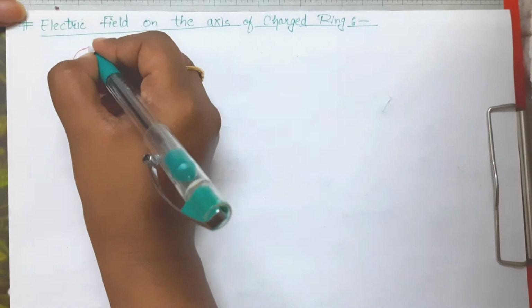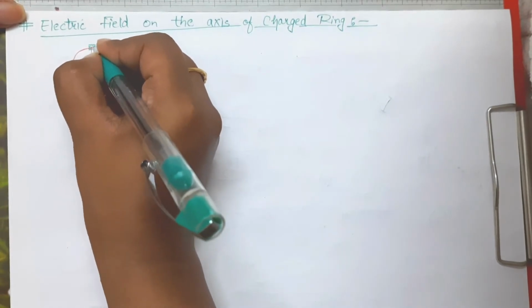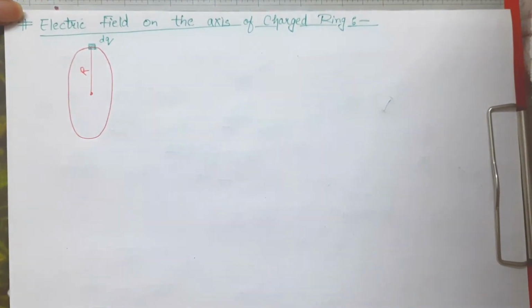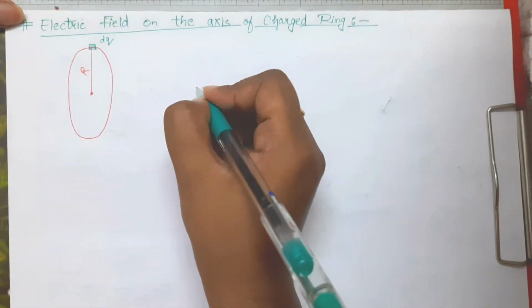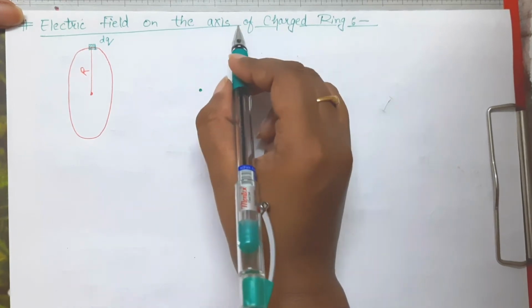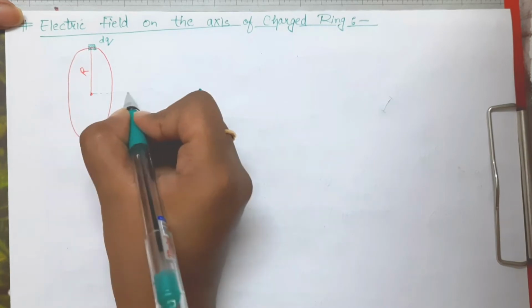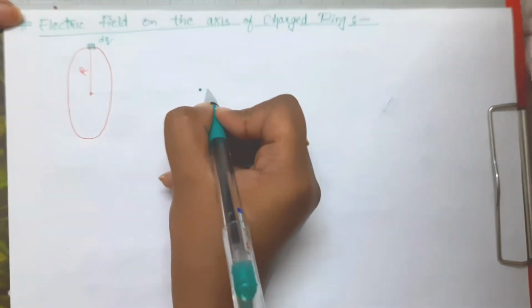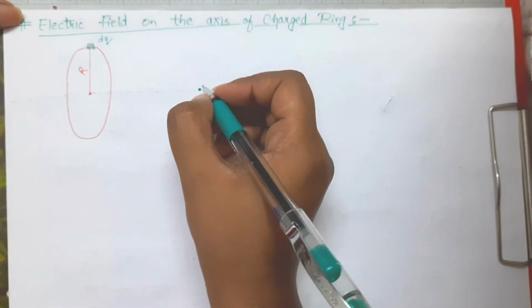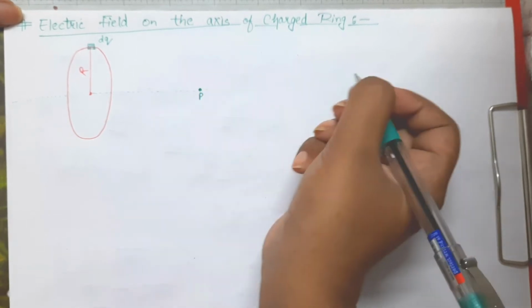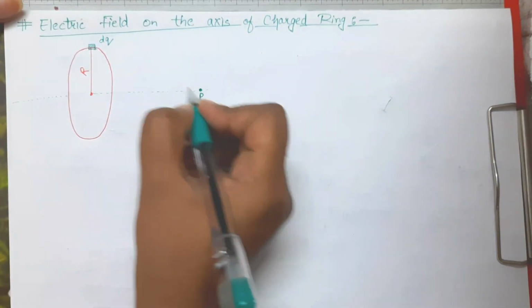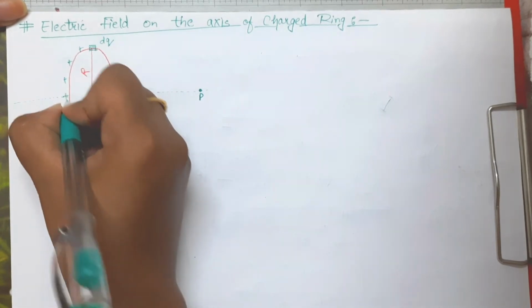Now what we are going to do is cut out this small portion, this small length having small charge of dq as usual. And one thing I forgot to mention, suppose at this point on the axis, this is the axis. So on this axis there is some point P. Suppose at this point P we want to find the net electric field due to this circular charged ring. This point is on the axis. Suppose this ring is positively charged.